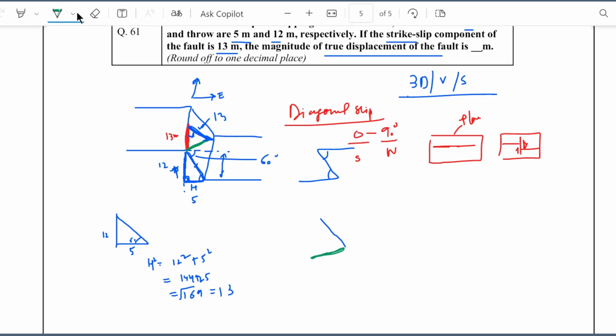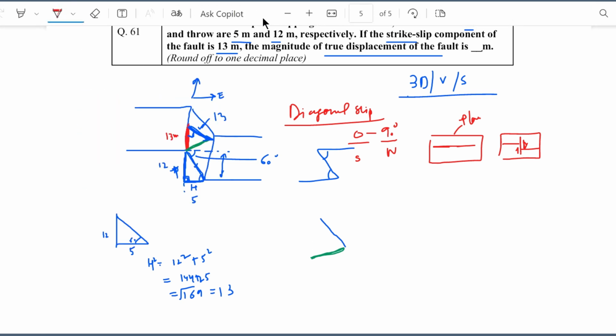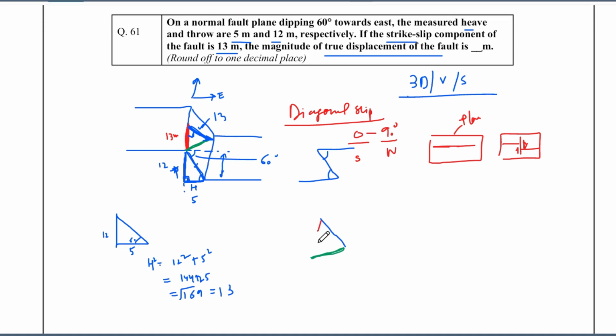Now here we are getting 90 degree. Here we are getting 90 degree. So now this line is 13 meter, that is like the slip component, and this along that normal fault. We're calculating. This is also 13. So now we have to calculate the magnitude.